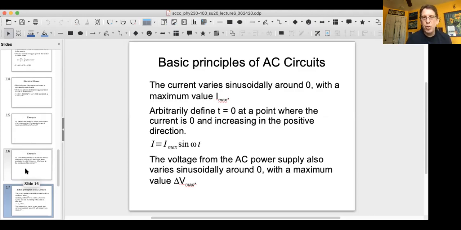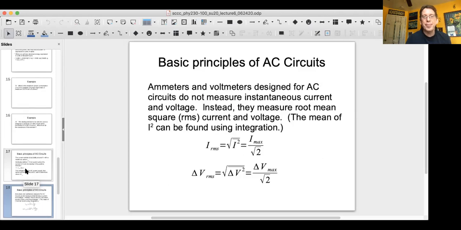Circuits that have inductors and capacitors in AC are a subject we will get to in physics 3. So those of you who move on to physics 3 will have to wait a semester to see it. So ammeters and voltmeters that are set to measure AC currents usually don't measure the maximum value of the current.